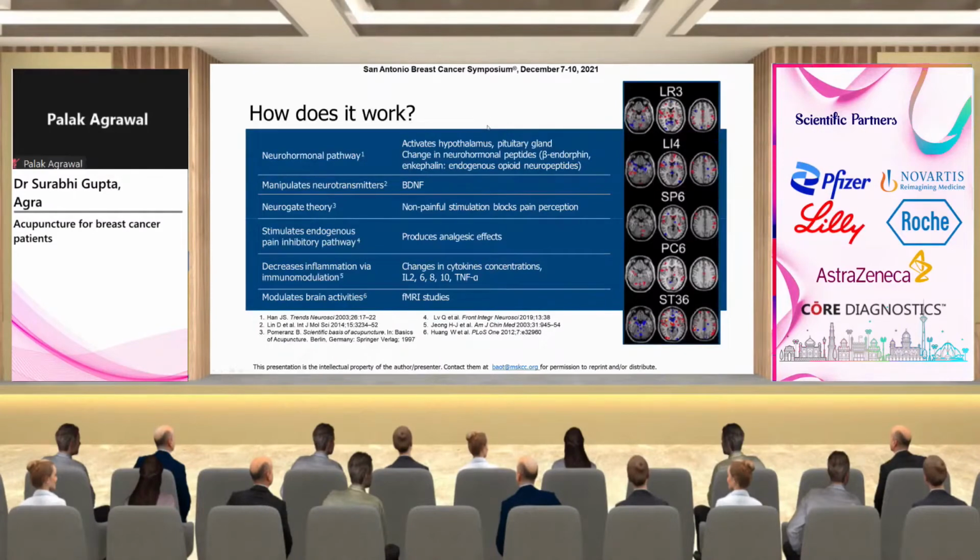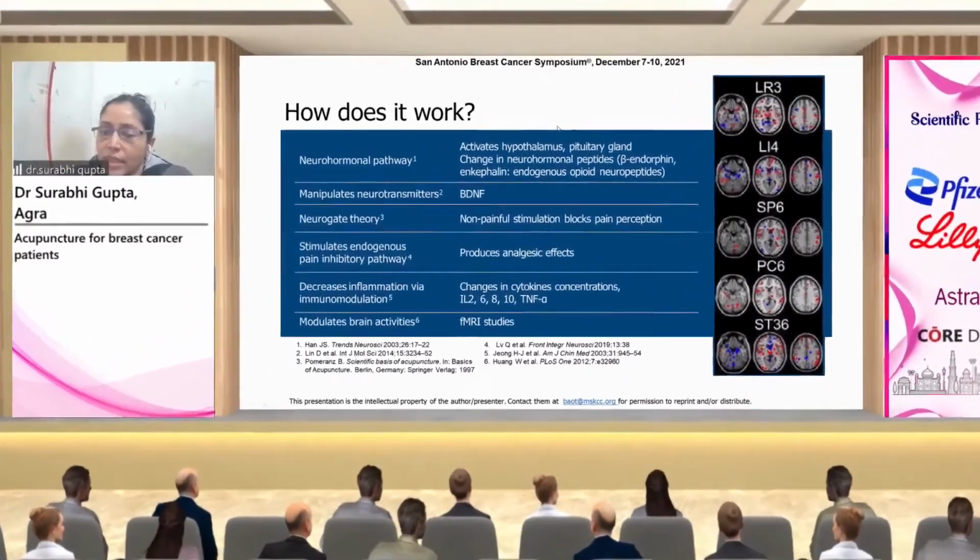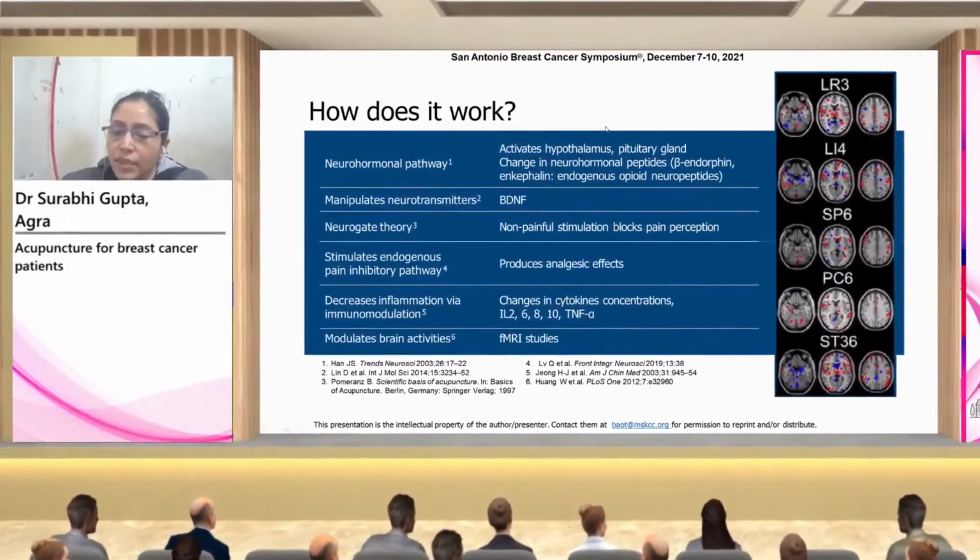It also acts through immunomodulation and changes the cytokine concentrations, interleukin 2, 6, 8, and 10. It also modulates the brain activity, which can be well depicted in functional MRI studies.